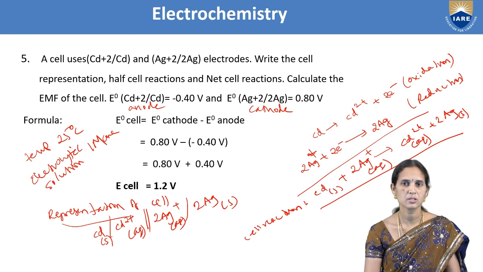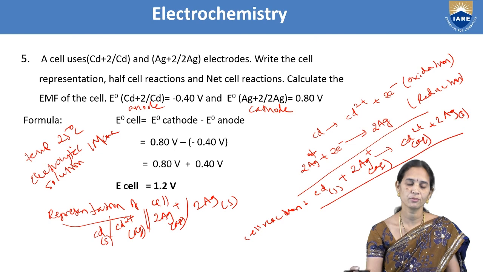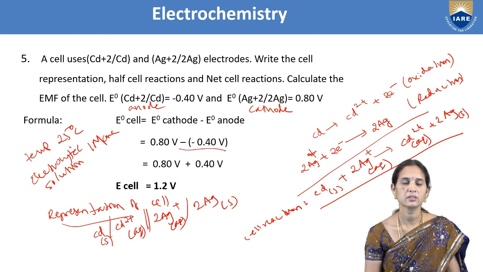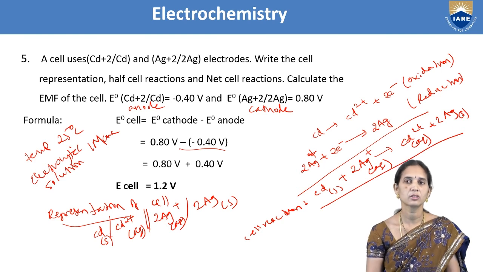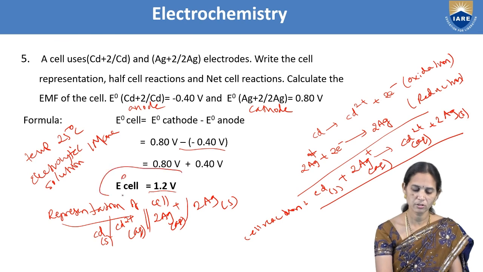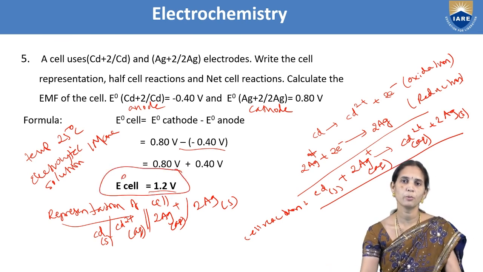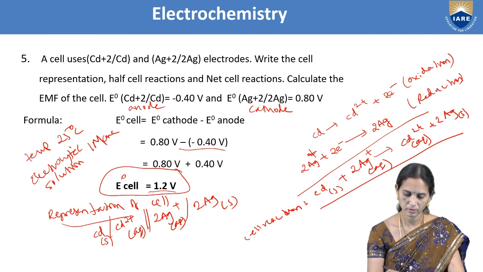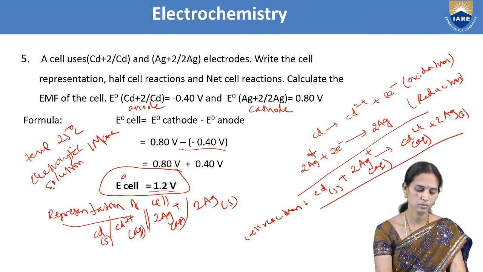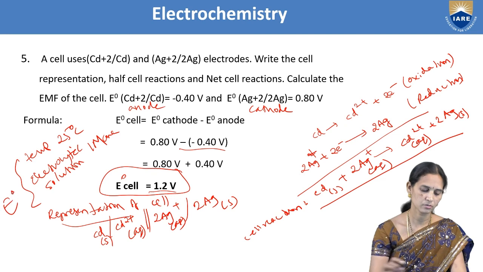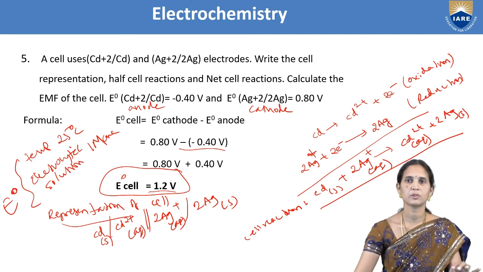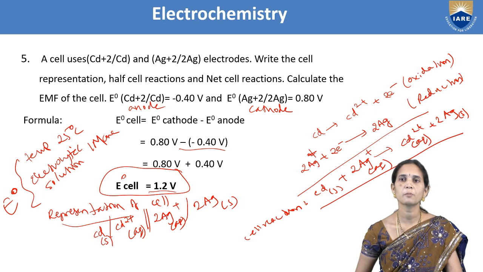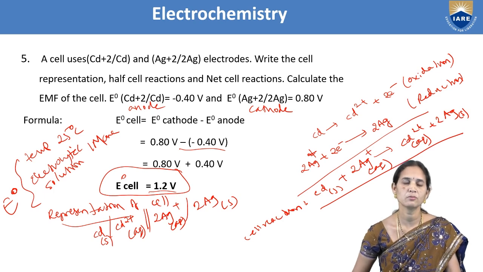E naught cathode is 0.80 volt minus E naught anode, which is minus 0.40 volt. So we write 0.80 volt plus 0.40 volt and the answer is 1.2 volt. So the E naught cell value we got is 1.2 volt. This is for the standard electrode potential. So this is the fifth problem, 1.2 volt E naught cell.